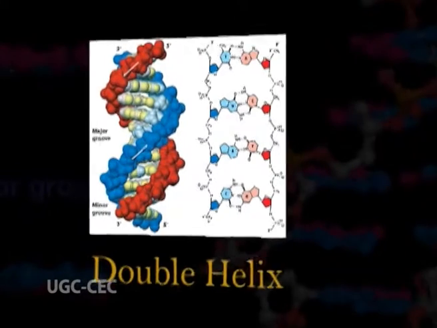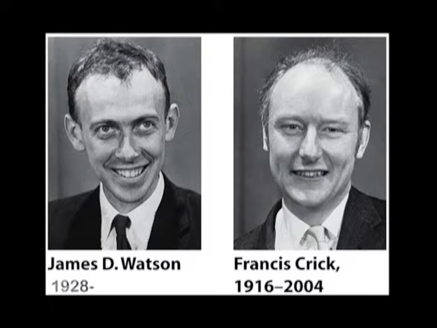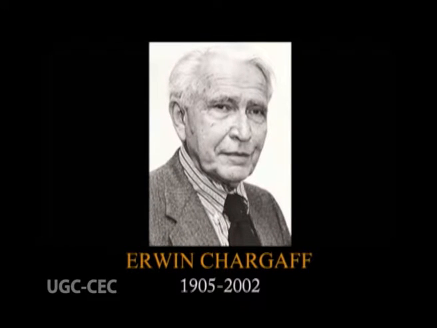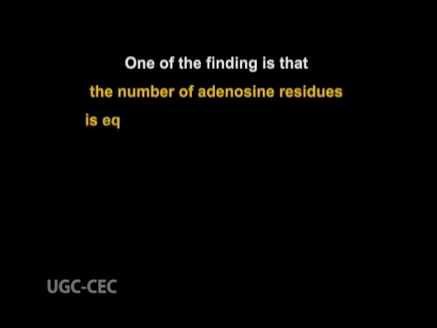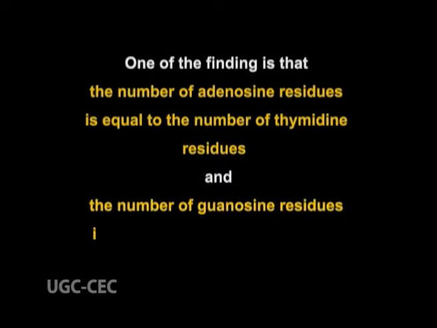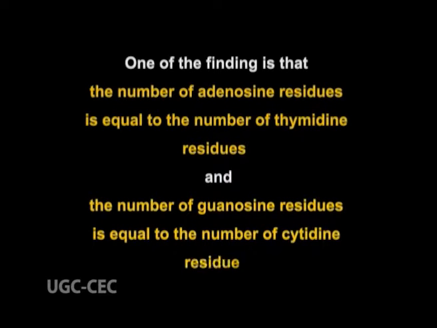So now let us come to the double helix. Discovery of the double helical structure of DNA by Watson and Crick was an important event in molecular biology. Their proposal was the outcome of synthesis of many significant discoveries. One important clue to the structure of DNA came from the work of Erwin Chargaff and his colleagues in the 1940s, which were presented as Chargaff's rules. One of the findings is that the number of adenosine residues is equal to the number of thymidine residues, and the number of guanosine residues is equal to the number of cytidine residues.